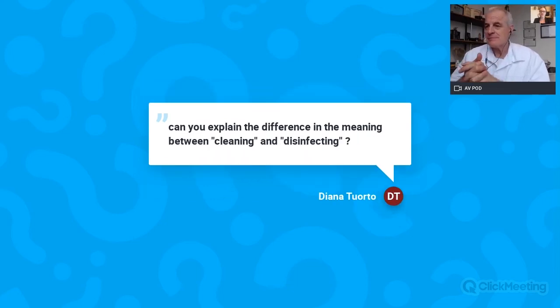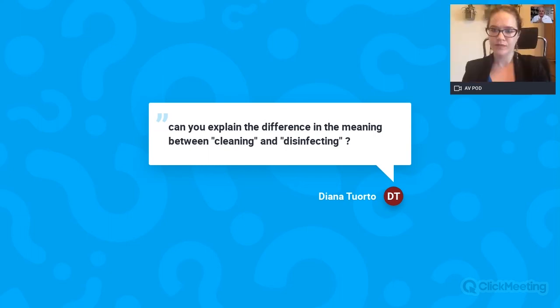Thank you. Could you explain to us the difference between cleaning and disinfecting? Yes, of course. Cleaning, you can clean with many things. If you clean a surface, you can use soap and water, you can use a detergent. This is cleaning. When you clean your hands, you can use soap and water, or you can use alcohol-based hand rub, but these actions are a little different.